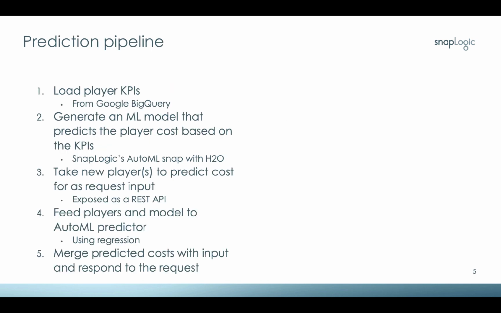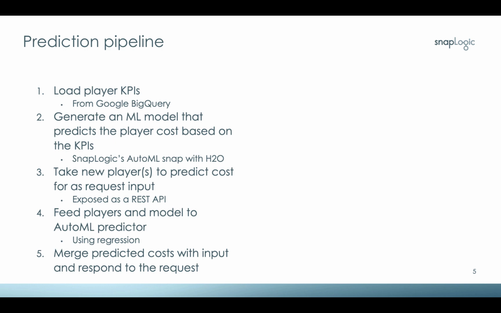So the prediction pipeline that we will be looking at first will essentially do the following things. It will load the player KPIs. Again, that is the name of the player, what team they are playing in, what position they have, how many goals they scored previous season, how many minutes they played previous season, various KPIs for different players. We will load that information from Google's BigQuery, which is Google's data warehouse analytics platform where we currently keep that statistics. We will then generate a machine learning model that predicts the player cost based on those KPIs that we used as the input.